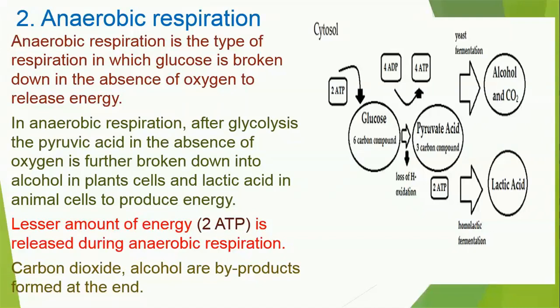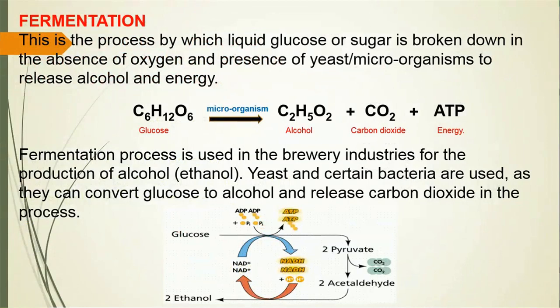All right, so let's look at the word fermentation. Fermentation is the process by which liquid glucose or sugar is broken down in the absence of oxygen and the presence of yeast or microorganisms to release alcohol and energy. Fermentation can occur when sugary substances are exposed to microorganisms and they carry out anaerobic processes, that means in the absence of oxygen. Alcohol and energy are formed from the process.